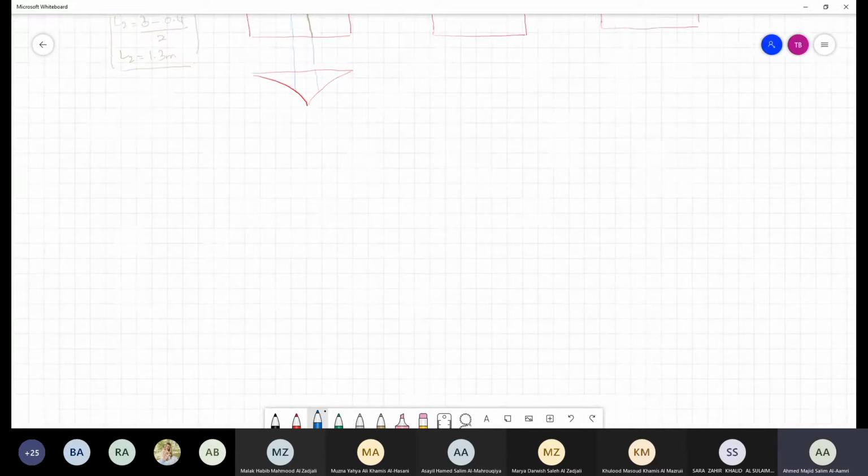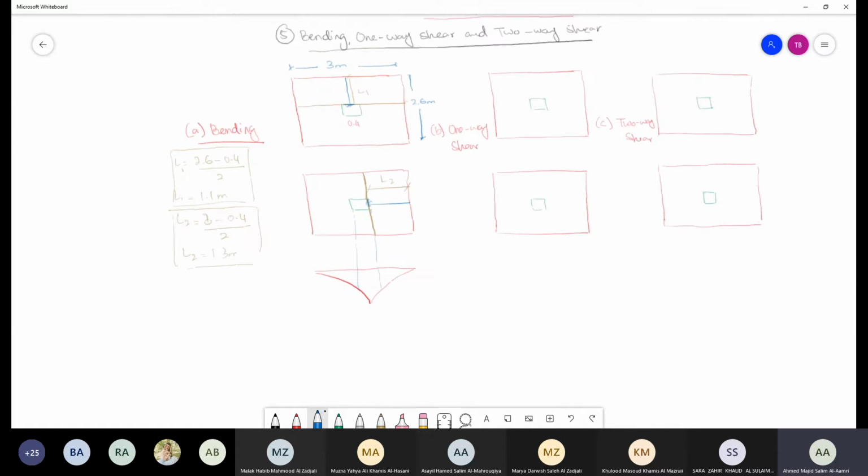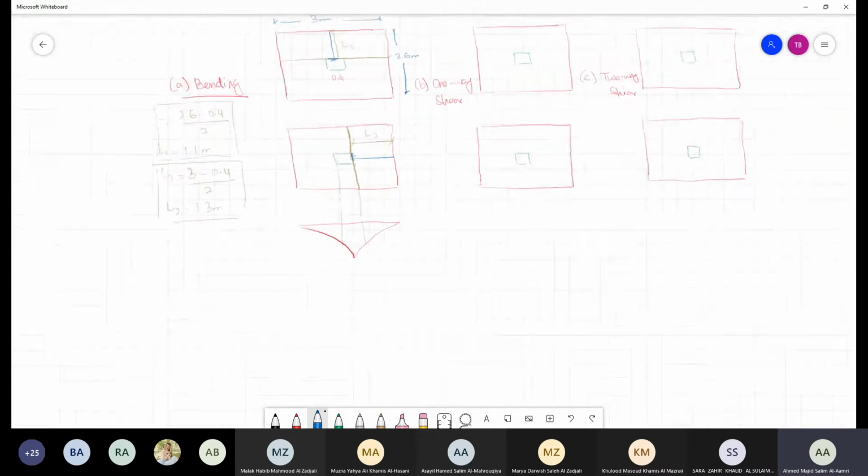Now, if we have our L values, can we calculate the values of moment? Can I calculate M1 and M2? We know that the general M value for a cantilever is WL square over 2. And we know that there is a pressure from the bottom, from the soil, which will take my foundation up, which will bend my foundation up.